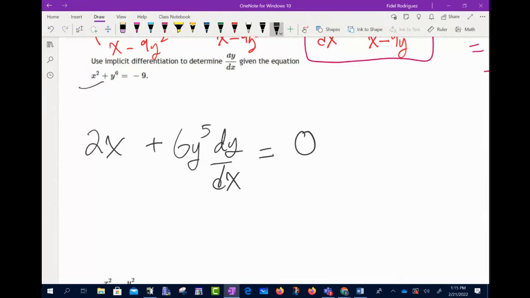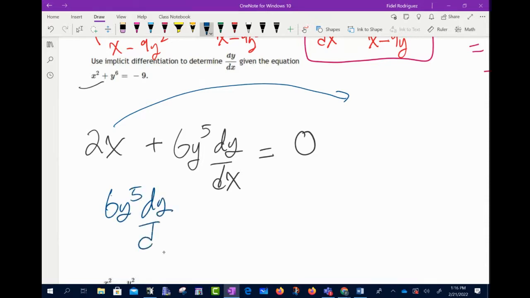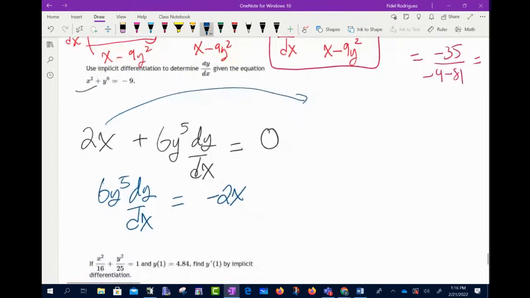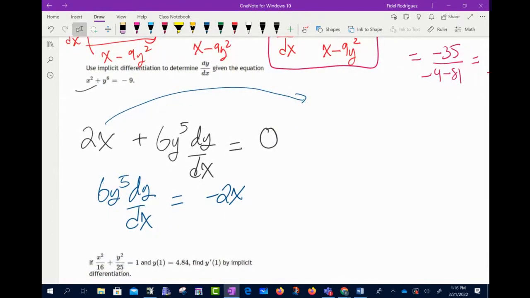Okay, so remember what John just said, y'all. The part that does not have the dy dx is the one that we're going to move over. So everybody agree we're going to move over the 2x? And when we move that 2x over, y'all agree it becomes a minus 2x? Good. And then the next thing we're going to do is we're going to solve for dy dx. So what would we have to divide by on both sides here? 6y to the power 5.